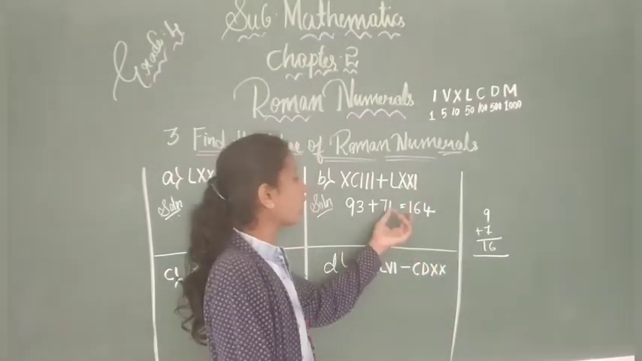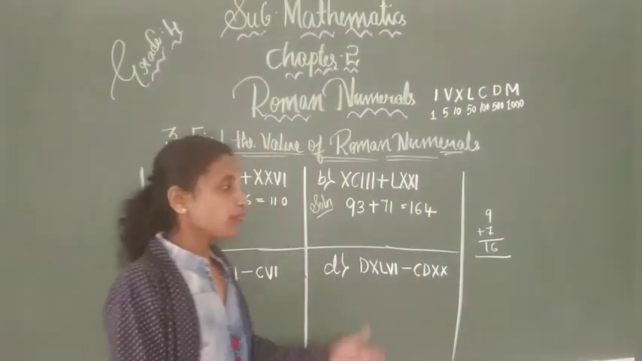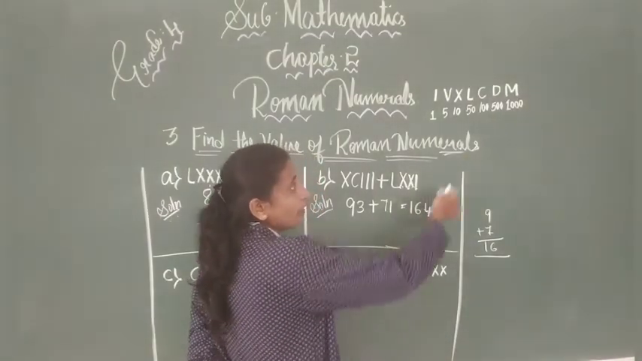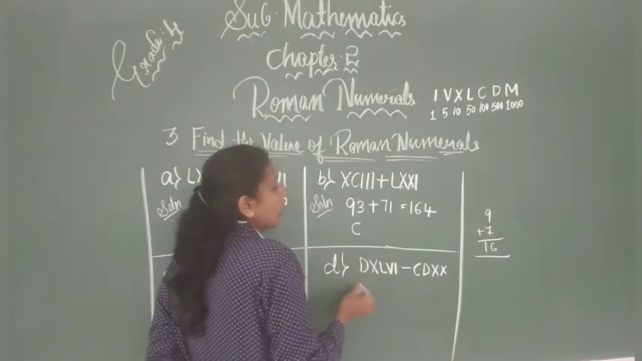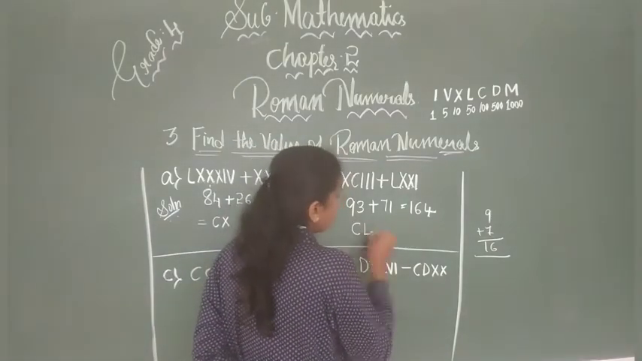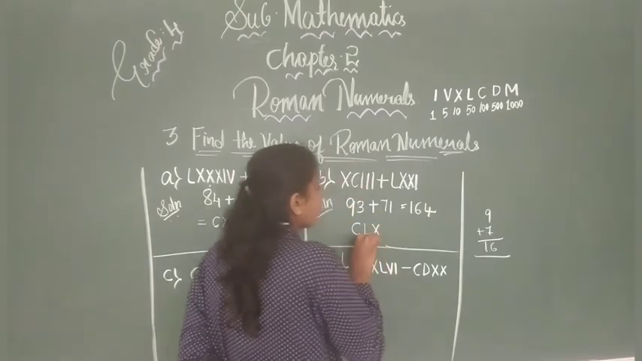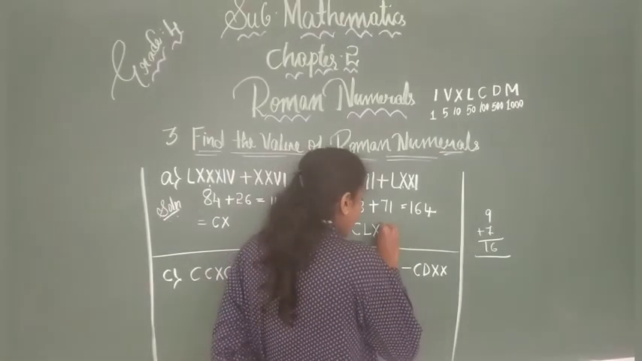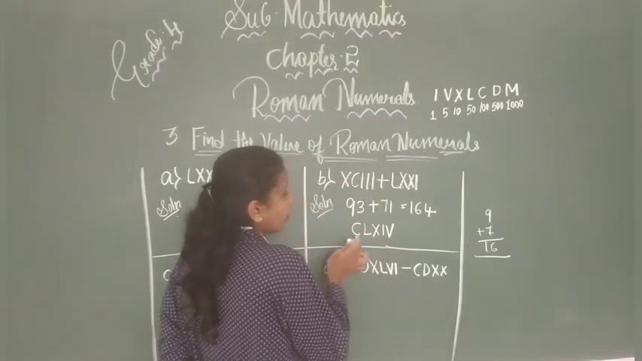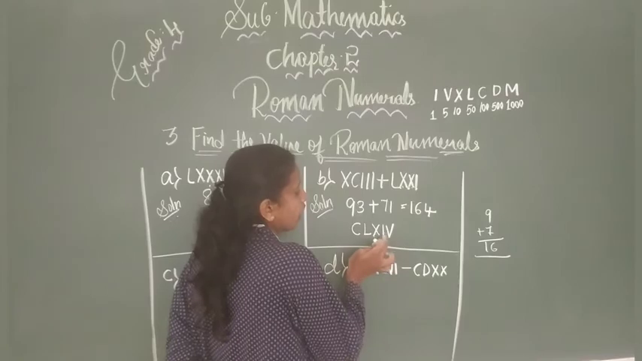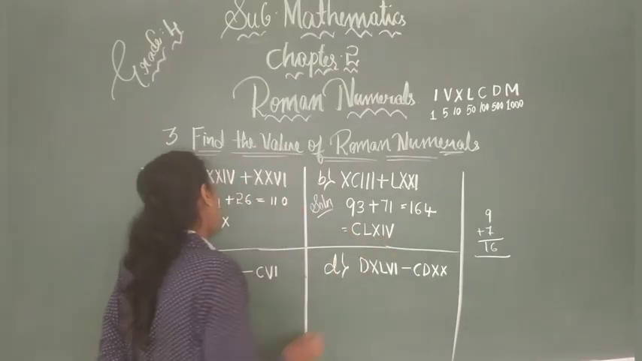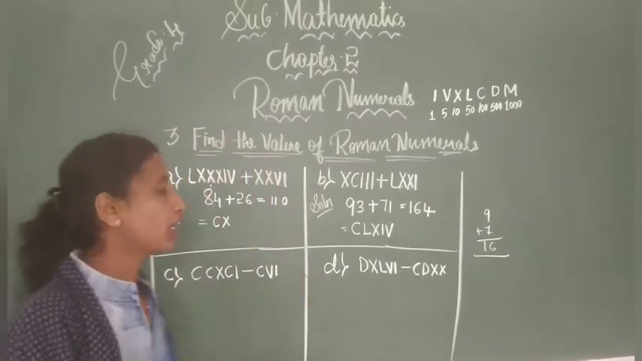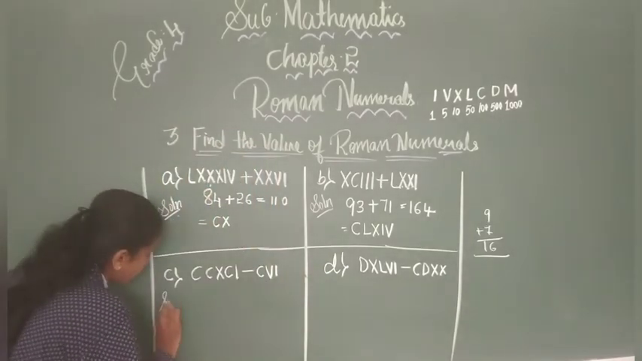You have to write this 164 in a Roman number. You have to represent 100 for C, L for 50, X for 10, 60, and 4 means IV. So 164. Don't get confused. Here, look, one more example I will show.